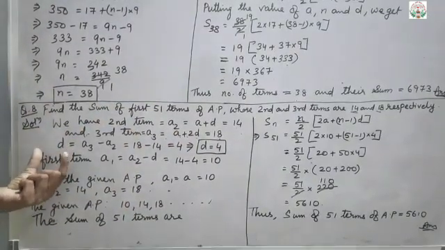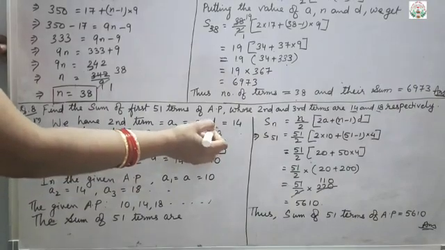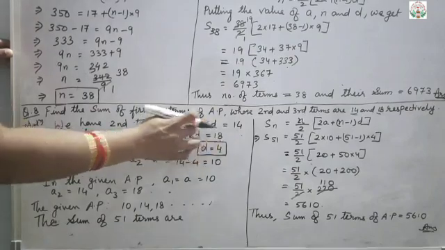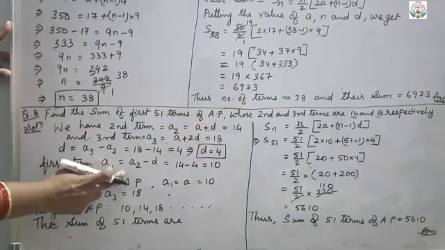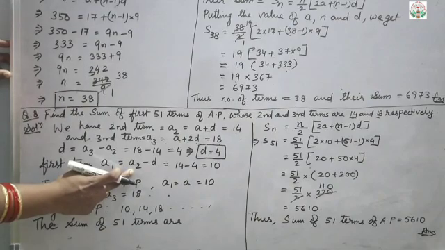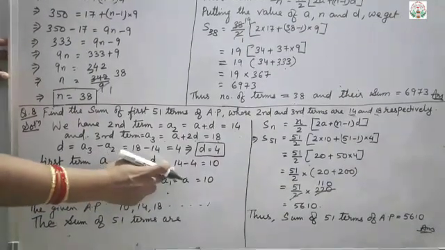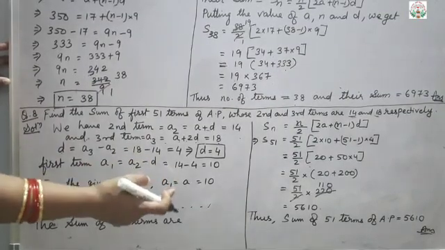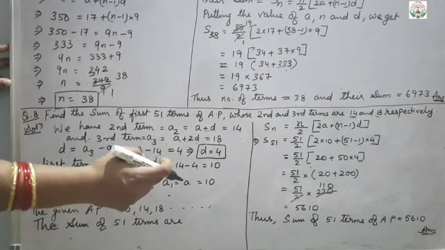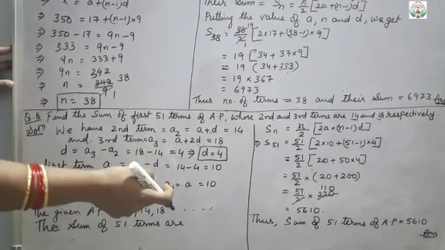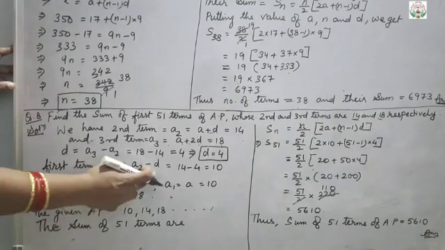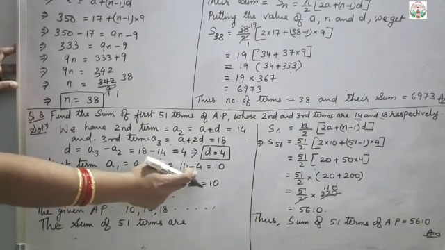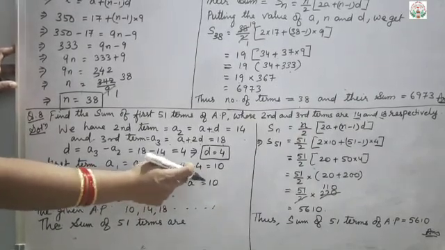Now from the second term, if I subtract D, the common difference, I will get the first term A. So the first term A1 equals A2, that is A plus D, minus D. Clear? Because we know that the second term is A plus D, meaning first term plus D. The second term is given and the D value we got. So the first term is A2 minus D, that is 14 minus the common difference 4, which equals 10.